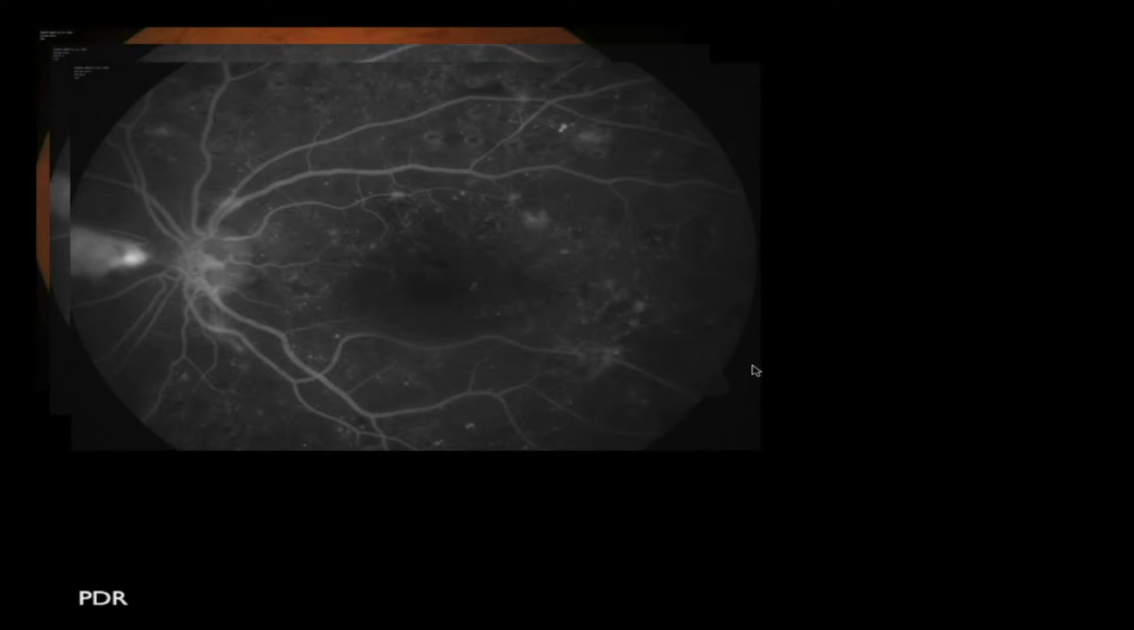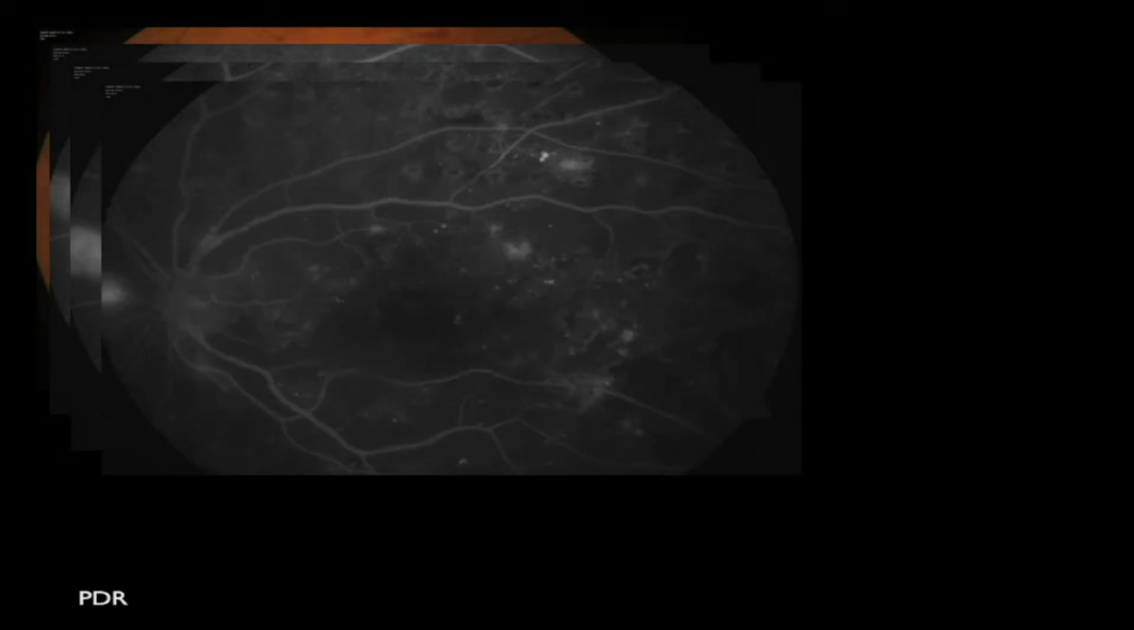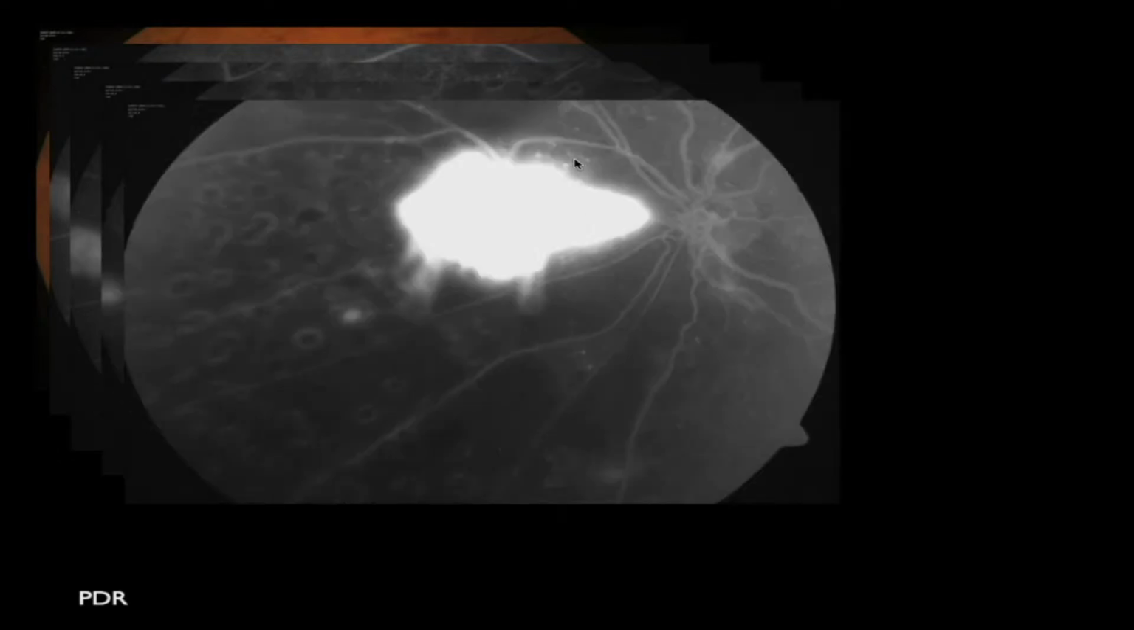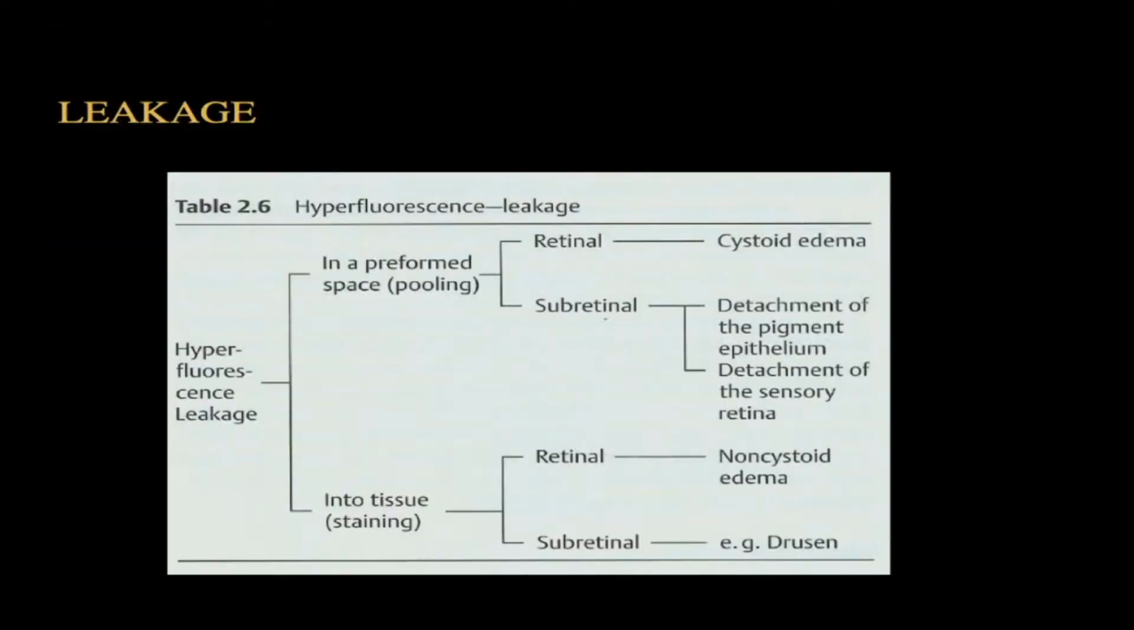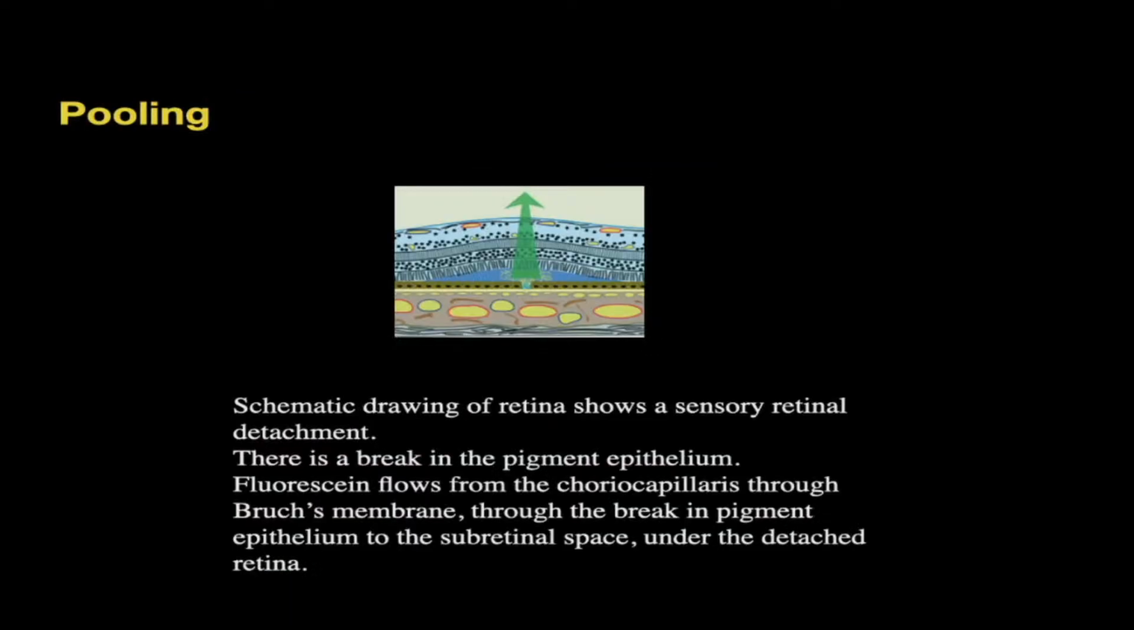The other areas also show reduced fluorescence, hypofluorescence, essentially because of the capillary non-perfusion. And in the later stage, you see the intensity of the hyperfluorescence because of the neovascularization has increased. So this would definitely be a proliferative diabetic retinopathy. Leakage is another reason for hyperfluorescence. If it happens in a preformed space, you call it pooling, and if it's into the tissue, it's called staining.